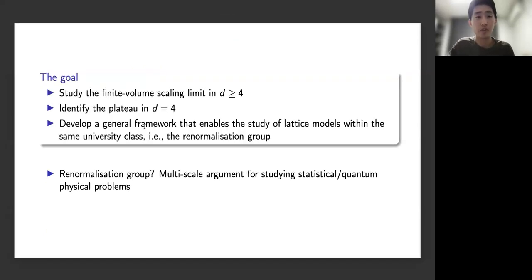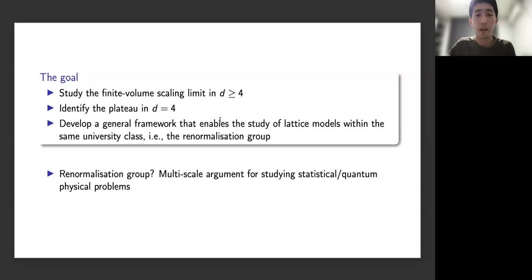So our goals are the following. We would like to first study the infinite volume scaling limits in dimension greater than or equal to 4, and also identify the plateau in dimensions. Oh, well, I've written here dimension equal to 4, but it should be greater than or equal to 4. And we would like to achieve these goals by developing a general framework that enables the study of lattice models within the same universality class.